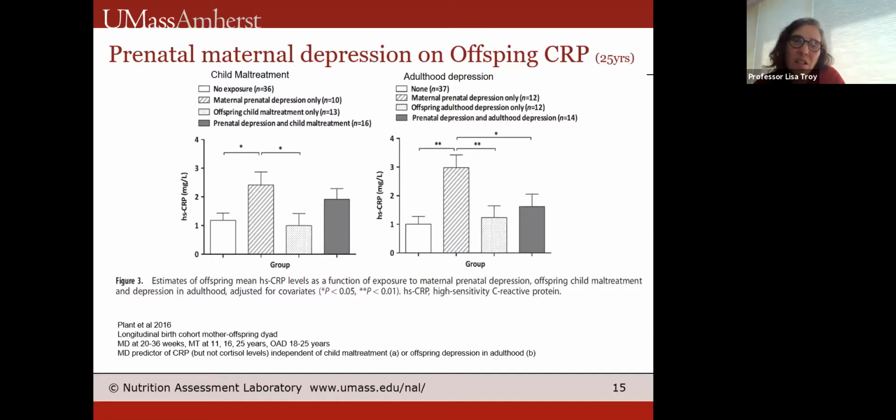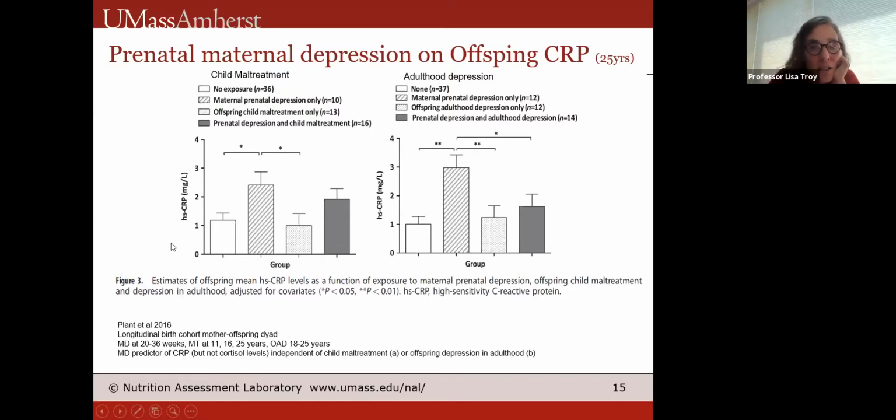Plant was interested in, well, if the mothers are depressed during this time frame, what are the long-term impacts on the children? So the basic level here is maternal depression, but when we look at child malnutrition and we look at adulthood depression, that's in the offspring. So these two outcomes are looking within the offspring.